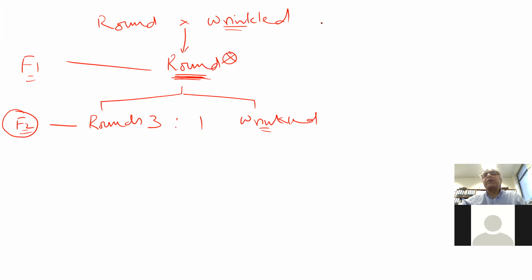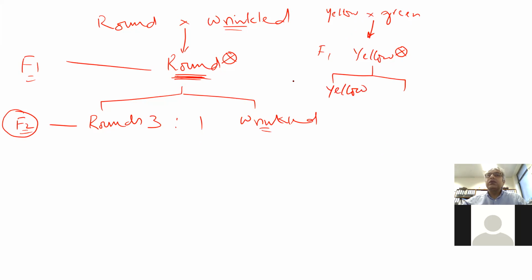He did these experiments with other traits. Let's say he took yellow seeded plants and crossed them with green colored seeds. In F1, he discovered that everything was yellow. He self-crossed this, and in F2 he had 3 yellows and 1 green.